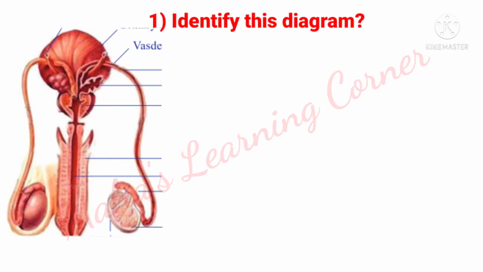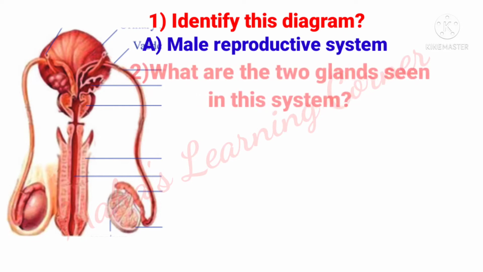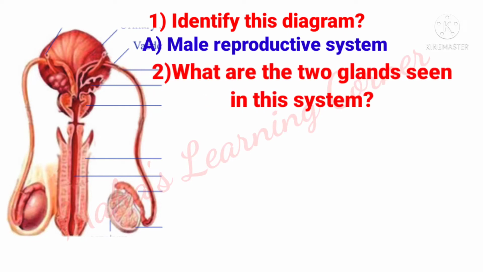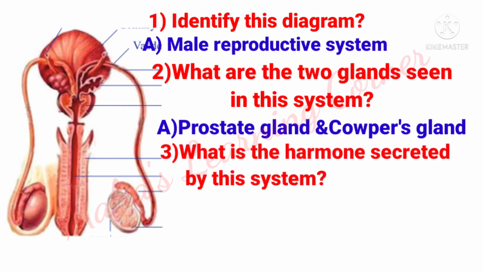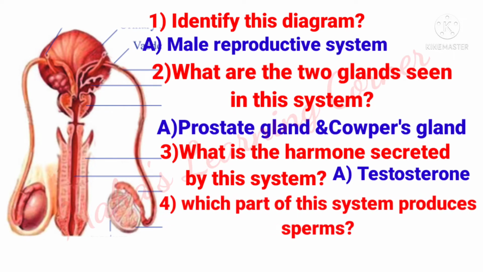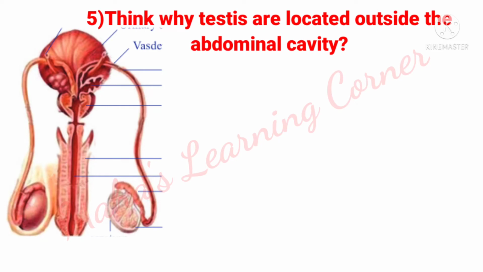Next, identify this diagram. Correct answer, male reproductive system. What are the two glands seen in this system? Correct answer, prostate gland and Cowper's gland. Third one, what is the hormone secreted by this system? Correct answer, testosterone. Next one, which part of this system produces sperms? Correct answer, testis.